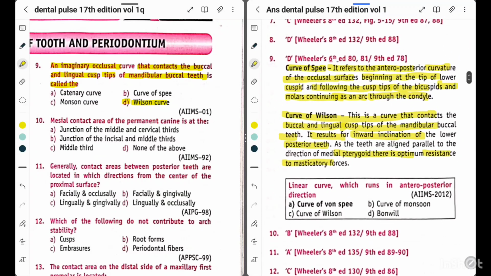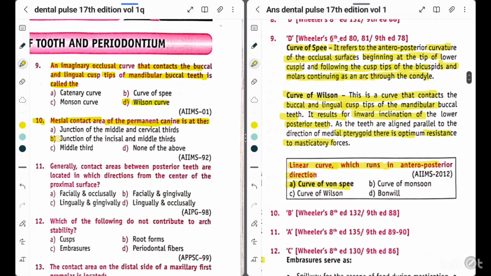Another question on the same topic is asked: the linear curve which runs in the anteroposterior direction is the curve of Spee. Okay, now question 10. The mesial contact area of the permanent canine is at the. So its answer is option B, junction of the incisal and middle third. We have studied about it in previous questions also.